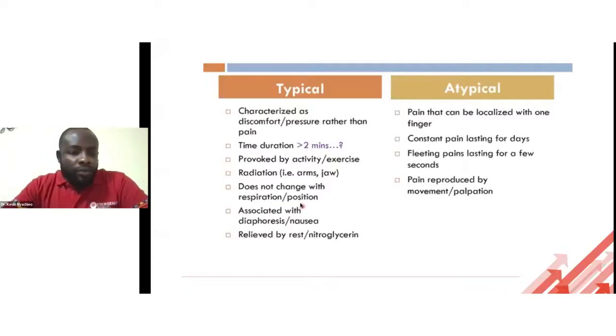The pain is there throughout, does not change with changes in position, does not change while breathing in and out. Sometimes you might find that this patient is diaphoretic, or even when they are speaking, they're not able to complete sentences. There could be an associated nausea. Some might even vomit, and they'll tell you that if they rest for a bit, just relax a bit, the pain goes away. Or once they're given nitrates, the commonest one being nitroglycerin, the pain goes away. That is typical chest pain.